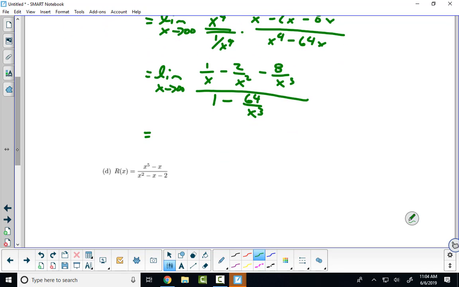Now we'll go ahead and evaluate this. In my head, what I'm doing is distributing the limit all the way across the numerator and all the way across the denominator. This is going to give me 0 minus 0 minus 0 all over 1 minus 0. What do we end up with? 0.